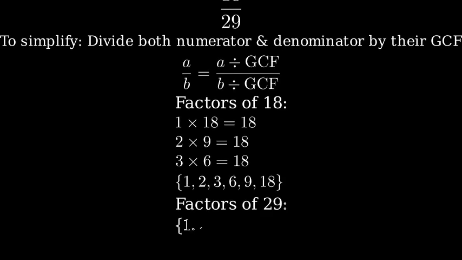Now, let's find the factors of 29. Since 29 is a prime number, its only factors are 1 and itself. So the factors of 29 are just 1 and 29.